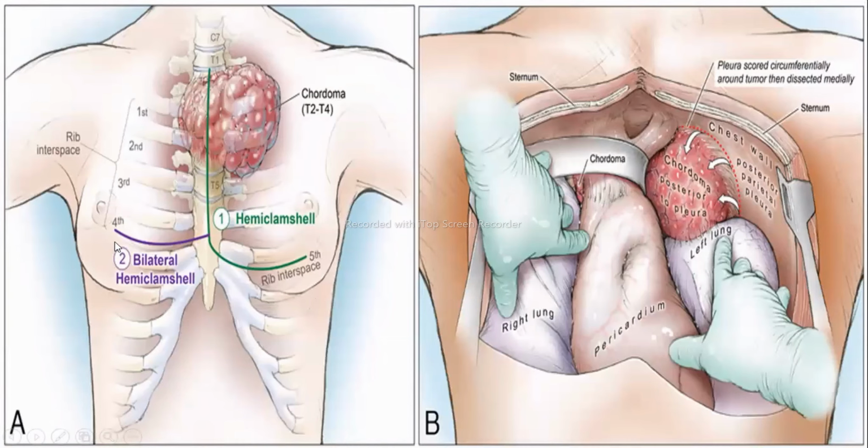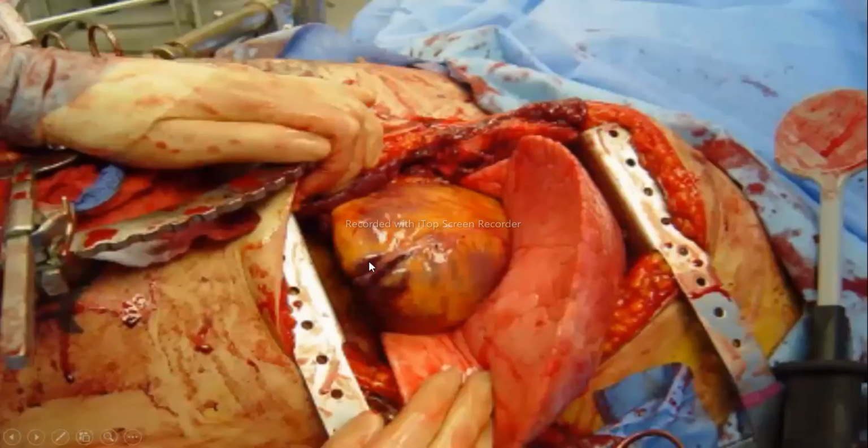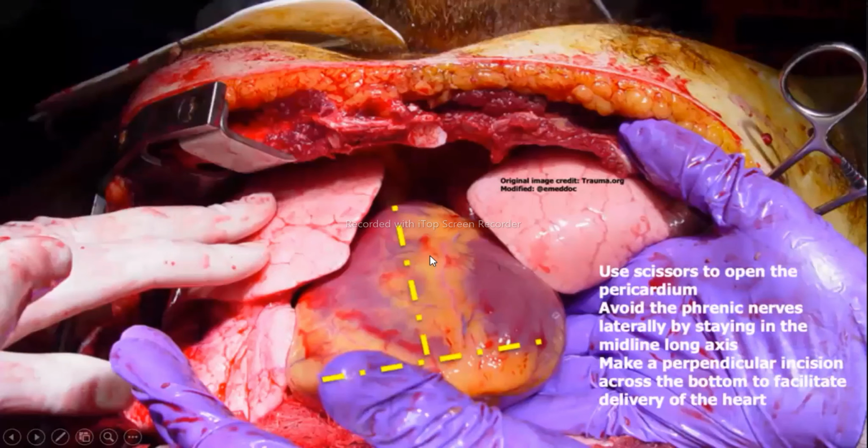So this is the clamshell and bilateral clamshell. Okay. So here the patient has a stab wound in the heart. So now you can access the heart. You can do a stitch and you can do CPR, but here, direct compression for the heart. Okay.